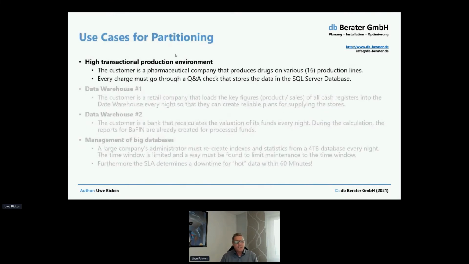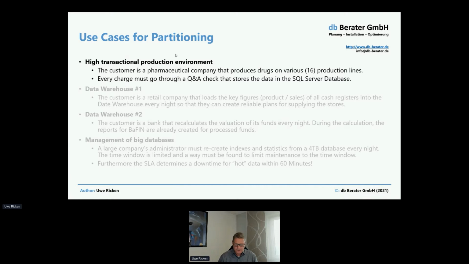So here is the first use case for partitioning, and that was a quite interesting thing. My customer is a pharmaceutical company that is producing drugs on various production lines. In my demo here, I have 16 different production lines. And one of the biggest challenges for this scenario was that whenever a product has been created, it was going through a so-called Q&A check. They were checking the consistency, the weight, the size, everything. And all this information, the quality check, has been stored in a SQL Server database.